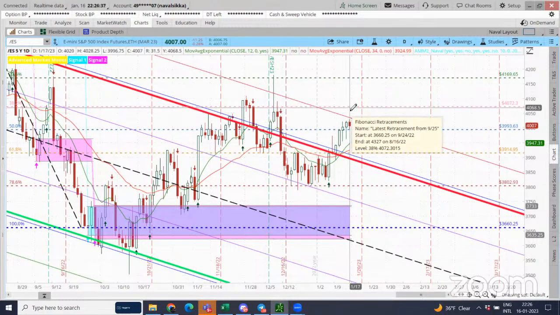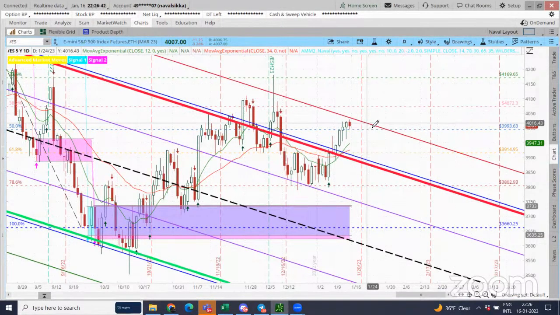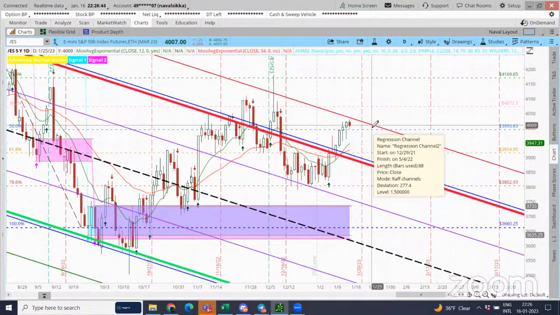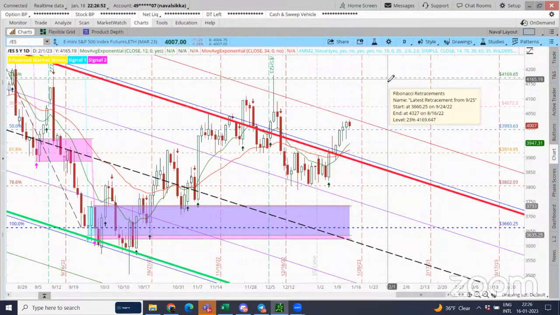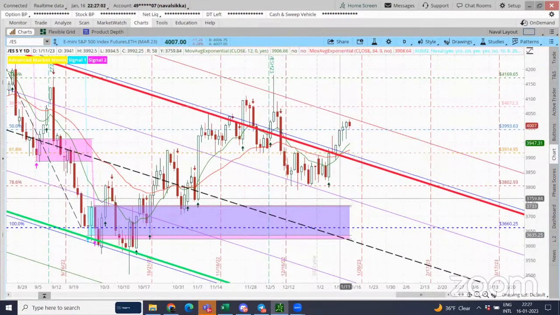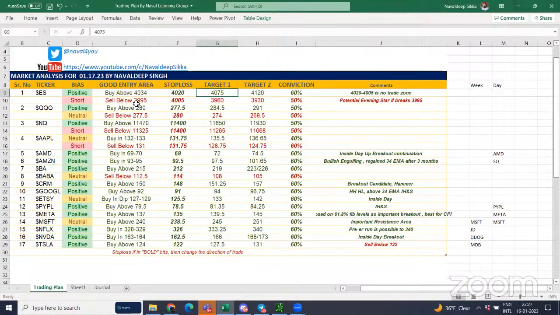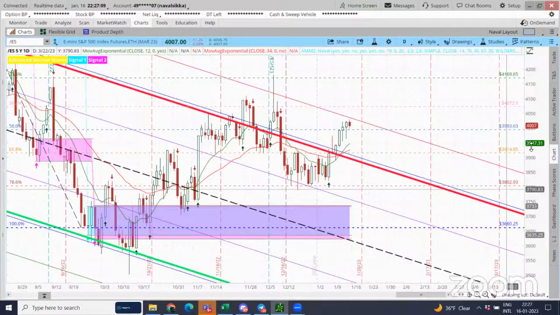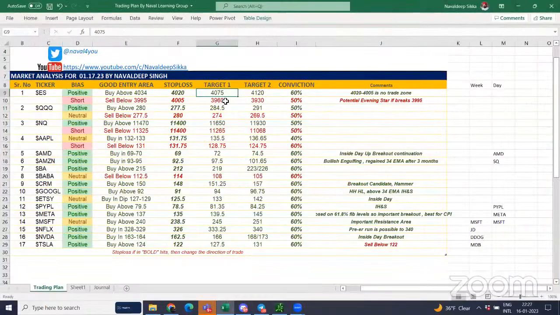I do not refresh my regression channel frequently unless something comes out of this last range and stays there for a week or two. I tend to keep my regression channel as is. So in this case, if I reach 4170, I would update my regression channel. Until then, I would like to keep this as is. Okay, on the downside, I would like to go short below 3995. So sell below 3995, stop loss is 4005. First target is 3950. I'm just rounding it up.